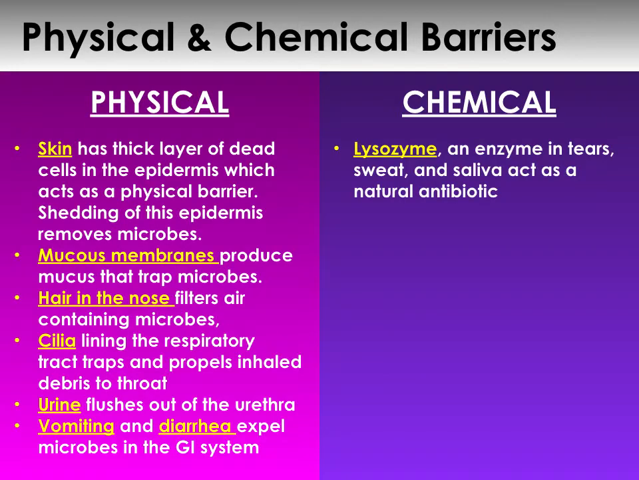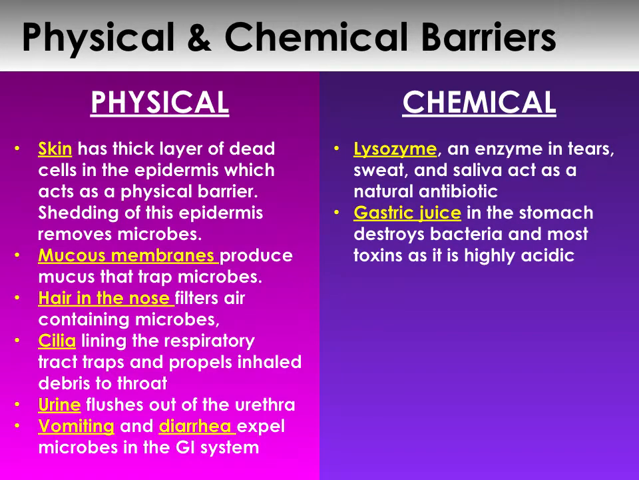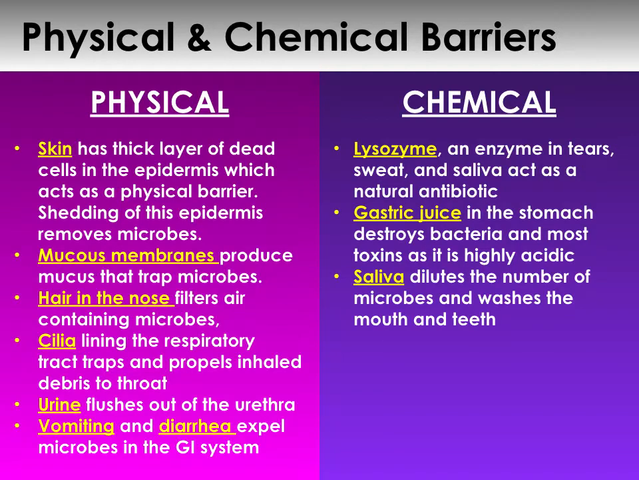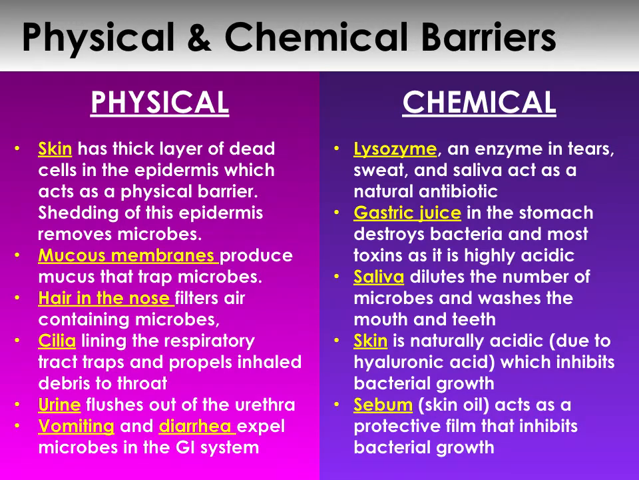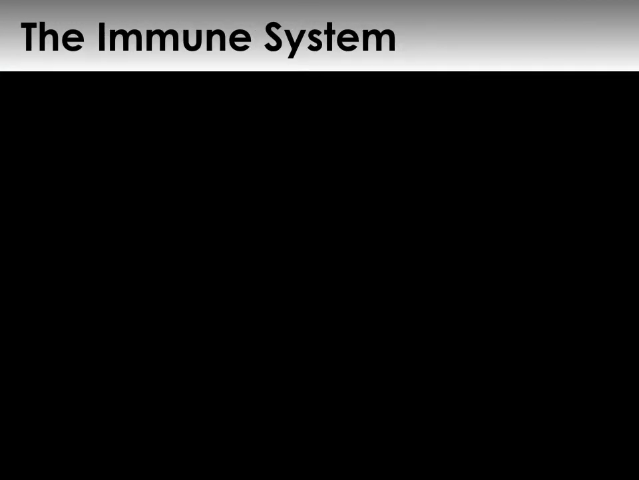Chemical barriers include lysozyme, which is an enzyme in tears, sweat, and saliva that acts as a natural antibiotic. Gastric juice in the stomach destroys bacteria and most toxins because it's highly acidic. Saliva dilutes the number of microbes and washes the mouth and teeth. Skin is actually naturally acidic, which helps to inhibit bacterial growth along the skin. And also sebum, which is skin oil, acts as a protective film that inhibits bacterial growth.